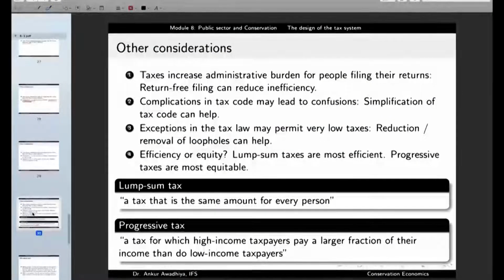Another consideration is whether to choose for efficiency or for equity. Lump sum taxes are the most efficient, while progressive taxes are the most equitable. Now, what is a lump sum tax? A lump sum tax is a tax that is the same amount for every person, which means that if the government says that from this year onwards, every person will have to pay 1000 rupees as tax. So that is a lump sum tax.